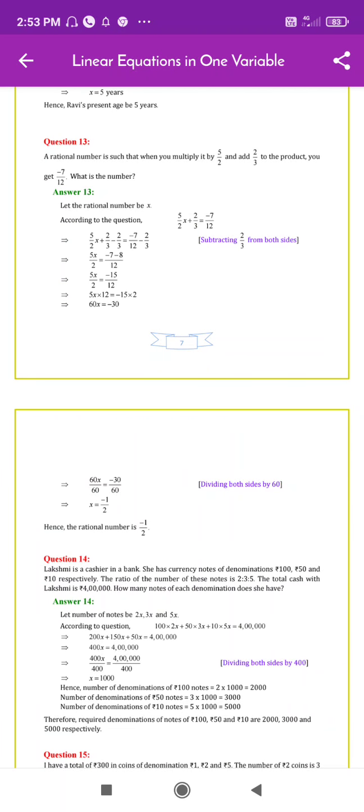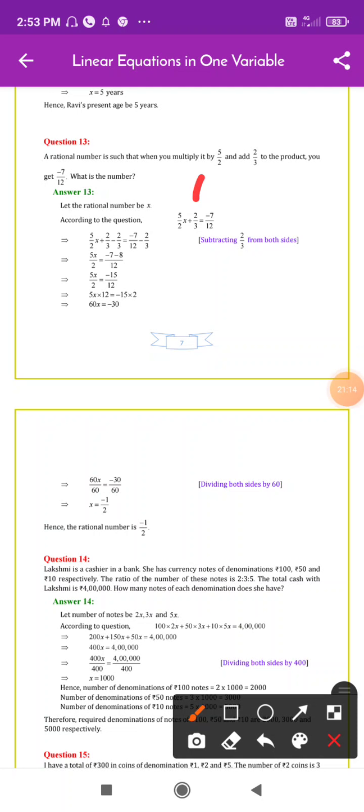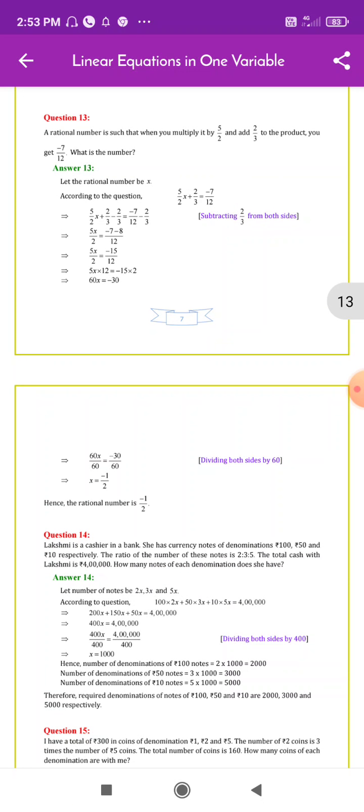Here 2/3 is given. What we have to do, 2/3 is plus on this side, so we have to subtract 2/3 from both sides. So what will we get? Now see, 5x/2 plus 2/3 minus 2/3 will be 0. So 5x/2 equals minus 7/12 minus 8/12. We have to take the LCM of 12 and 3, it will be 12. So 5x/2 equals minus 15/12.